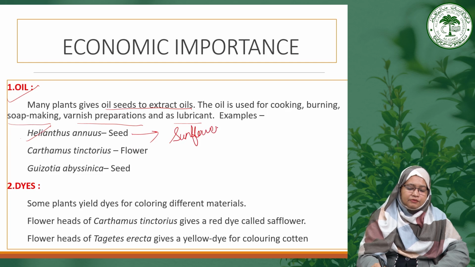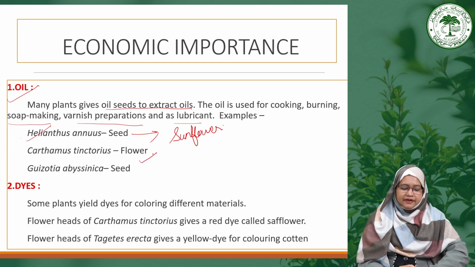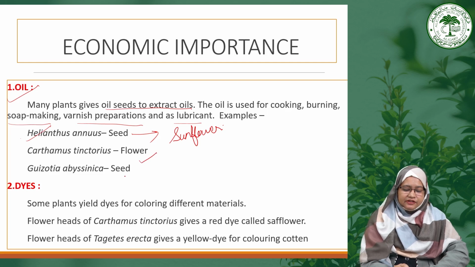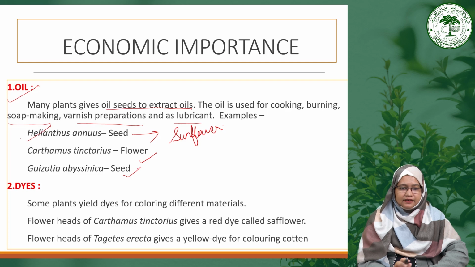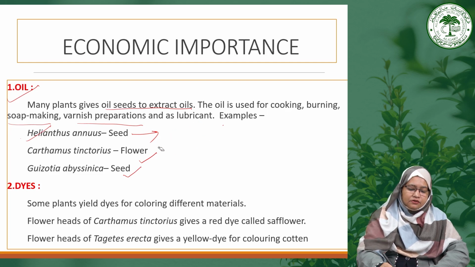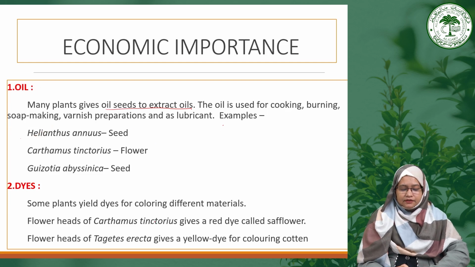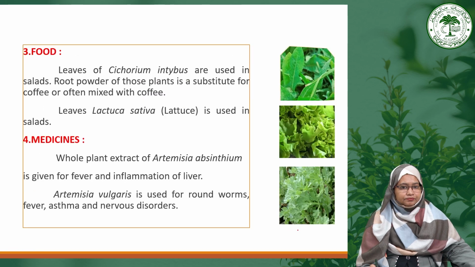So the most common one is Helianthus annuus. Then Carthamus tinctorius, whose flower yields the oil. Then Guizotia abyssinica, whose seeds also yield the oil. Then many plants of this family also yield a dye, like Carthamus tinctorius giving a red dye color, that is the safflower. Then Tagetes gives the yellow dye for coloring cotton.